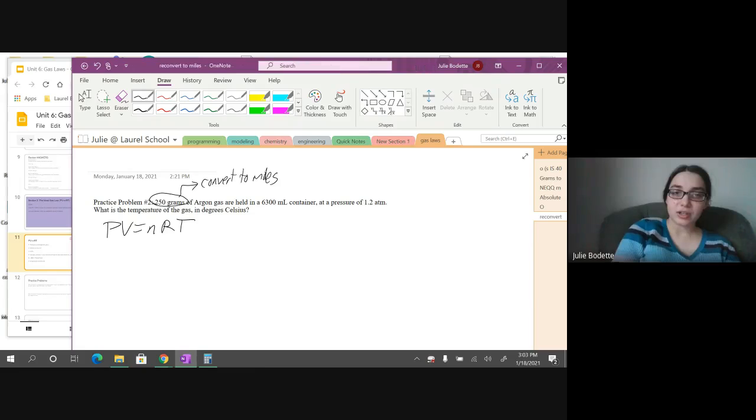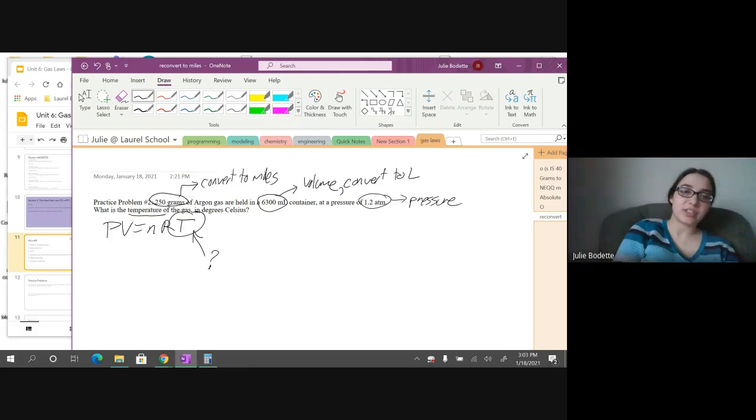Let's see what else. Are held in a 6,300 milliliter container, right? Okay, so that's going to give me my volume, but we need it in liters. So we're going to have to convert it to liters. At a pressure of 1.2 atmospheres. Okay, that's fine. That's just my pressure. And then it says, what is the temperature of the gas in degrees Celsius? Okay, so we are finding the temperature.